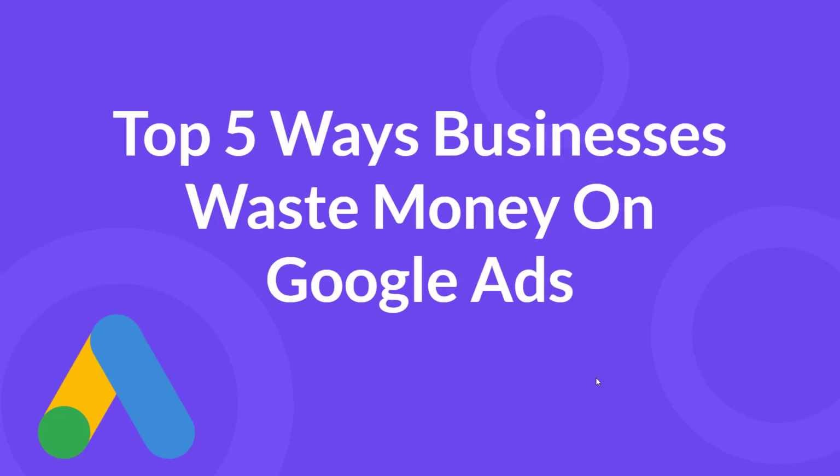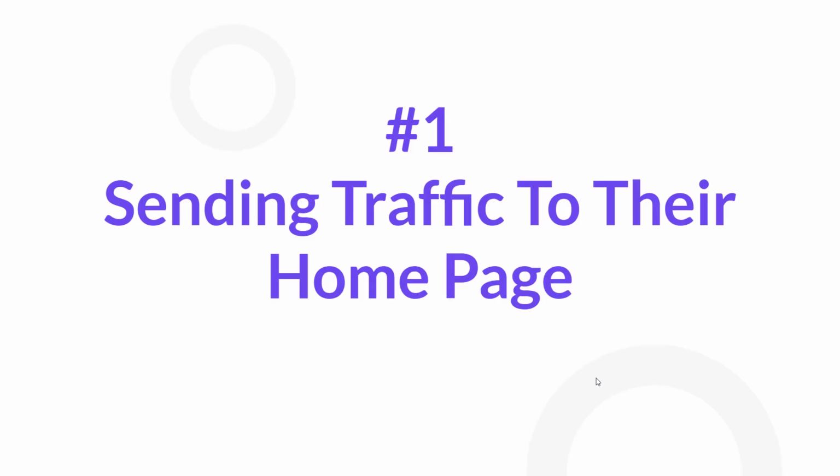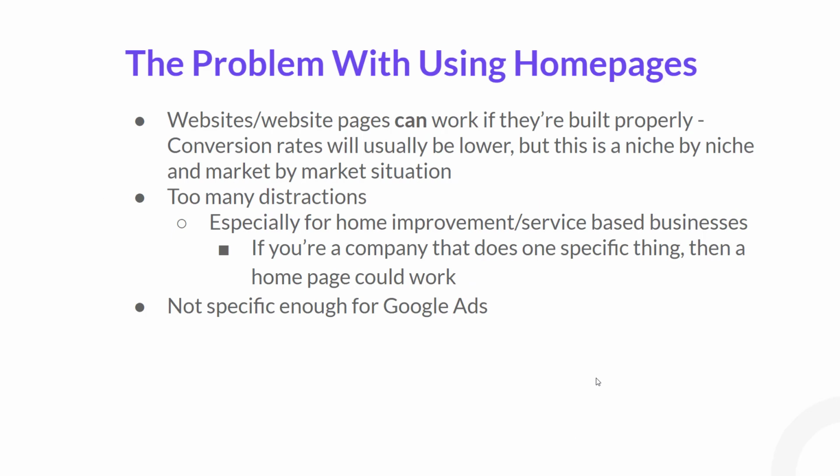So I'm going to be talking about 5 different ways you can save money on Google Ads and avoid some of that waste. The number one thing that I see very often is people sending traffic to the homepage of their website. That's not to say that websites or more generic pages can't work. They definitely can work, but they need to be built properly. Usually the conversion rates are going to be lower, but it's a niche by niche and market by market situation.